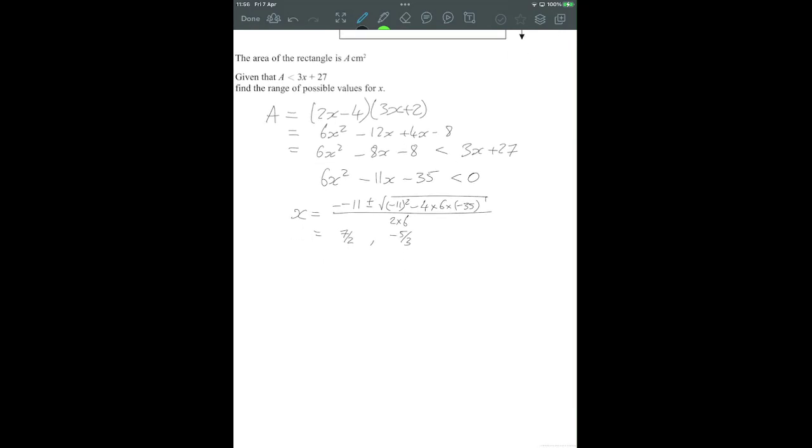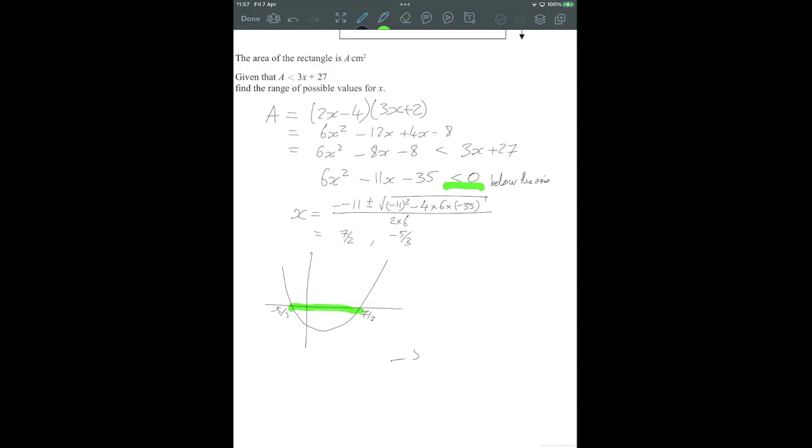Well, now, thinking about the quadratic inequality method, we need to think about the graph. So we have a positive quadratic that has two roots at -5/3 and 7/2, and we've been told that this quadratic is less than 0, which means it's below the axis. So where is this quadratic below the axis? It's between those two values.